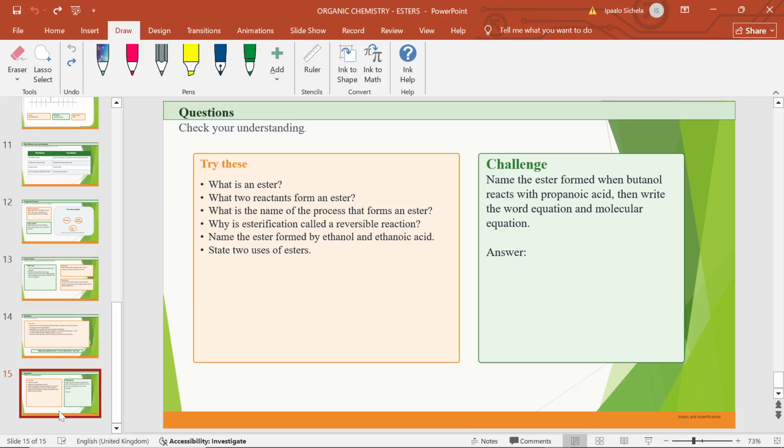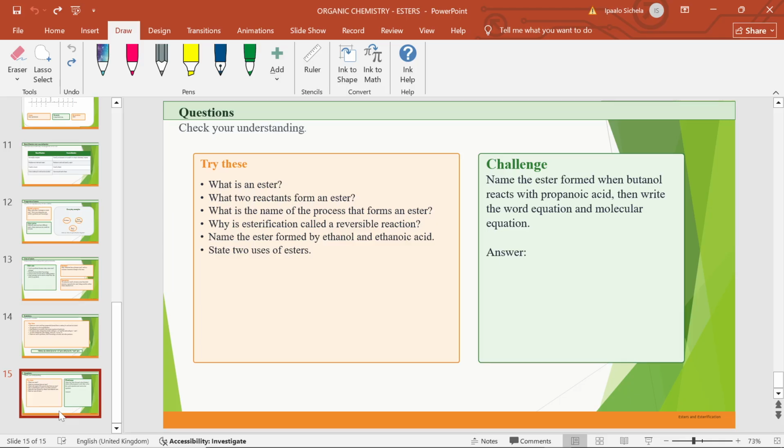Here are some questions you can try out. What is an ester? What two reactants form an ester? What is the name of the process that forms an ester? Why is esterification called a reversible reaction? Name the ester formed by ethanol and ethanoic acid. State two uses of esters.